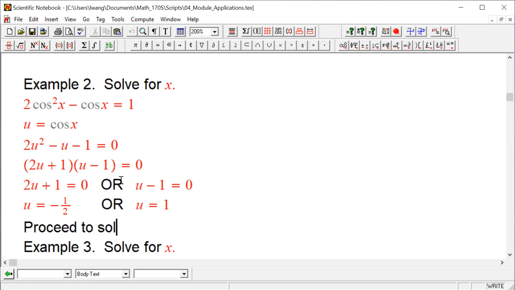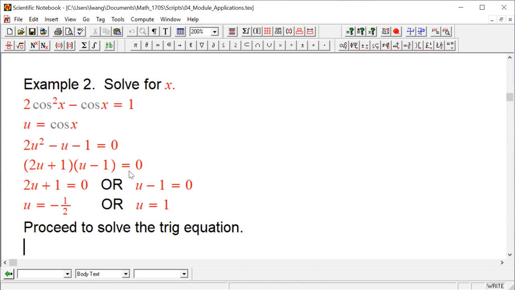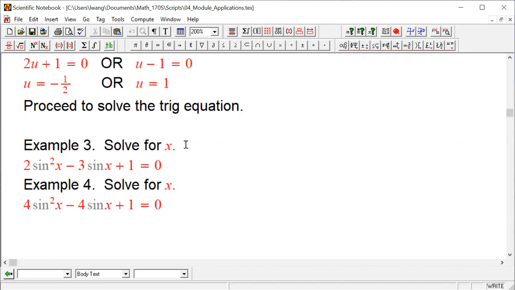And then we can proceed to solve the trig equations, which you're going to learn in trigonometry, Math 170. All right, 2 more examples.